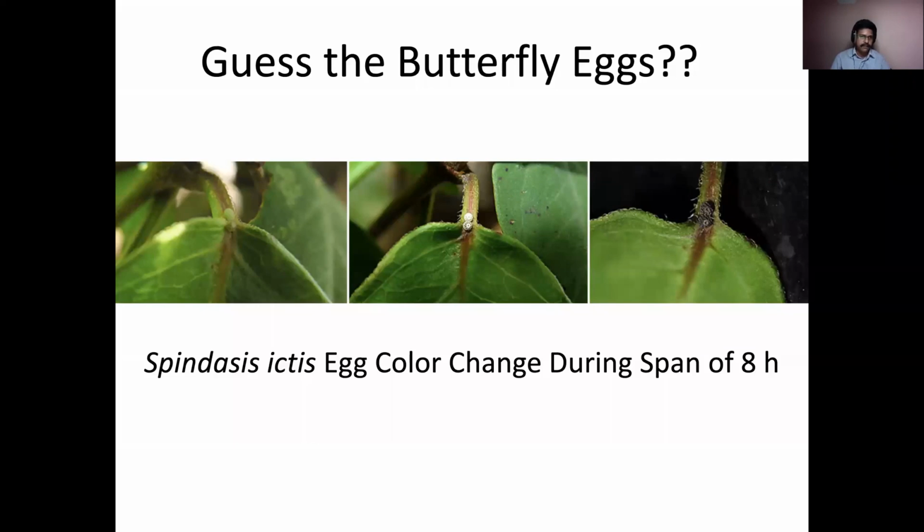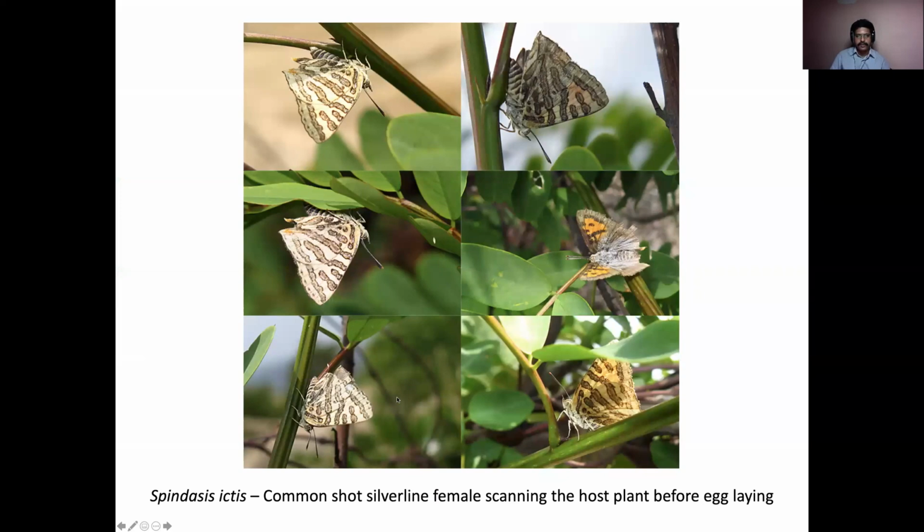Someone is asking, what is the common name of Spindasis ictis? It's the common shot silverline. I'm going to talk about it on the next slide. So this is the entire sequence I have observed at Turahalli. Hello? Hello, Sharan? Yes, sir, I can hear you. Yes, so this is a particular behavior I observed at Turahalli Hills in Bangalore.